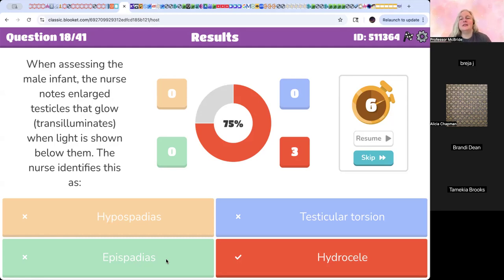If the urinary meatus is not at the tip of the penis, they won't circumcise the baby because they'll potentially need to use the foreskin to rectify that. And then testicular torsion: if we have one side that's larger or discolored, we could be concerned about torsion as well.